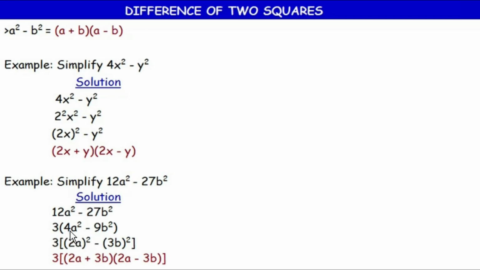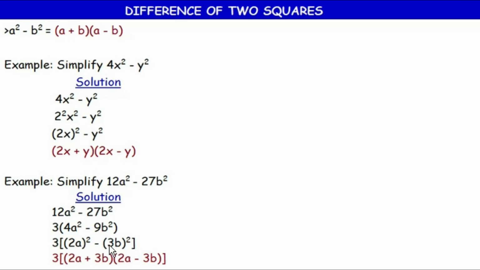But we don't need the 4, we don't need the 9. We need the numbers that were squared to get the 4 and to get the 9. So for 4 it was 2, so we are simply going to write that as 2a all squared. Because when you expand 2a all squared, you arrive at 4a squared. Here it was 9b squared. 9 is a perfect square of what number? Of 3. So it's simply going to be minus 3b all squared.